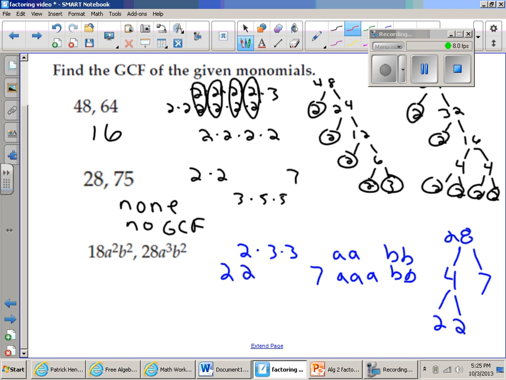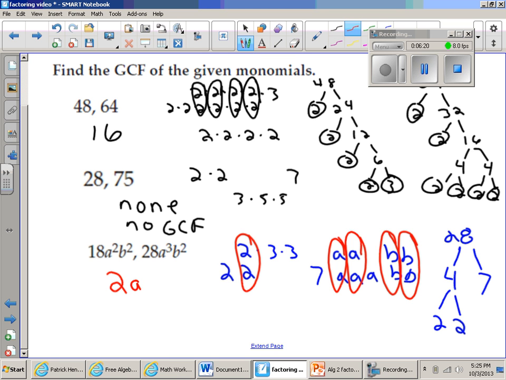Now we need to circle things that are in common with both rows. Everything's in common, so now let's look at the top row and multiply it together. I had a 2, I had A A, what's A times A? A squared. Then I had B times B, which is B squared. So my GCF, what is in common with these two, and it's the greatest: 2 times A squared times B squared.